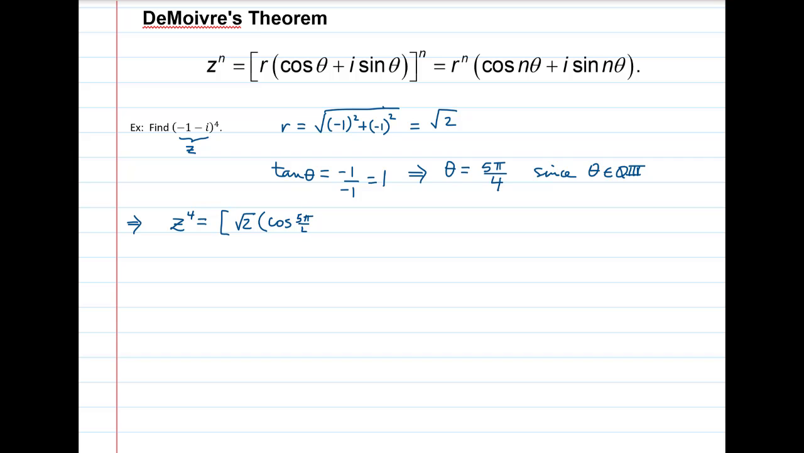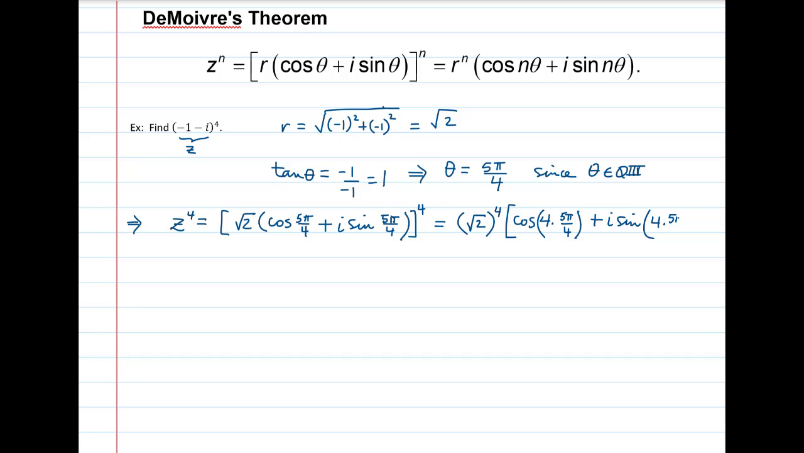I'm going to write the trigonometric form of -1 minus i in here, and we're going to raise this to the 4th power. Now, using our theorem above, we're going to get that z to the 4th power is equal to the modulus to the 4th power. The modulus is square root of 2. We're going to raise that to the 4th power, and then that's going to be multiplying cosine of the argument theta multiplied by 4, since n is 4, plus i sine of the same thing, 4 times the argument. The argument for us is 5 pi over 4.